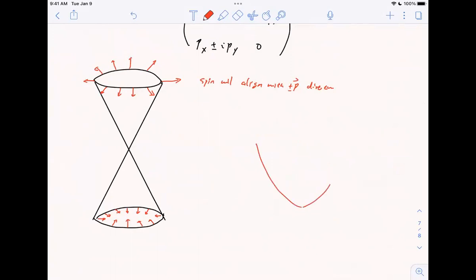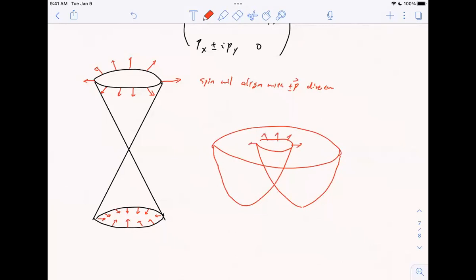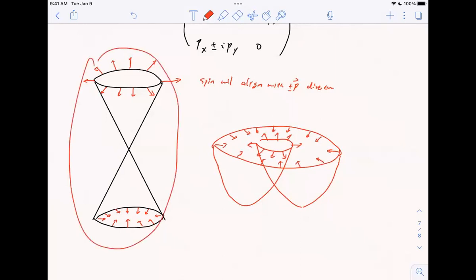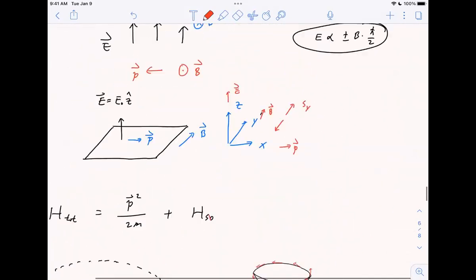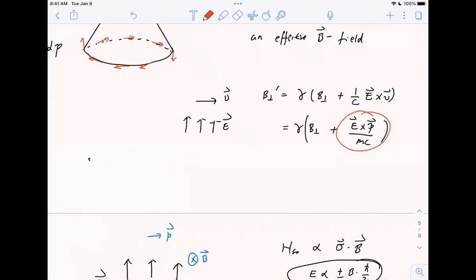You will not see something like this. I don't think you have ever seen anything like this in the literature. Maybe I'm wrong, but at least I'm not aware of it. Why? Because this is already due to the kinetic energy. This is not due to spin-orbit coupling. Just remember, spin-orbit coupling is cross.